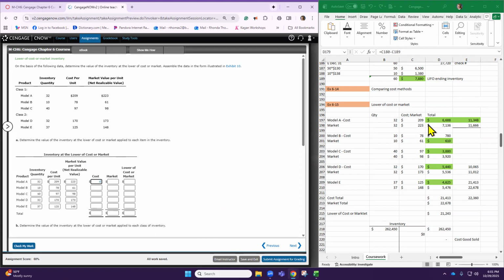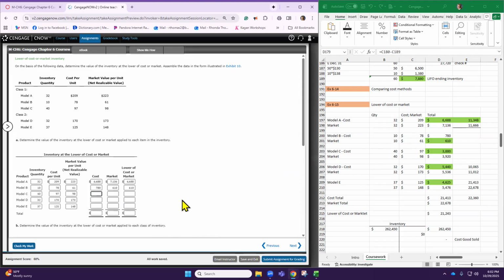Okay. So I've got $6,688. And the market is $7,136. So then I'm simply going to choose the lower of cost or market. Now I'm here on B. I've got 10 items at 78 at $780. I've got 10 items at 61, $610. So this time I'm picking 610 because that's the lower of the two.